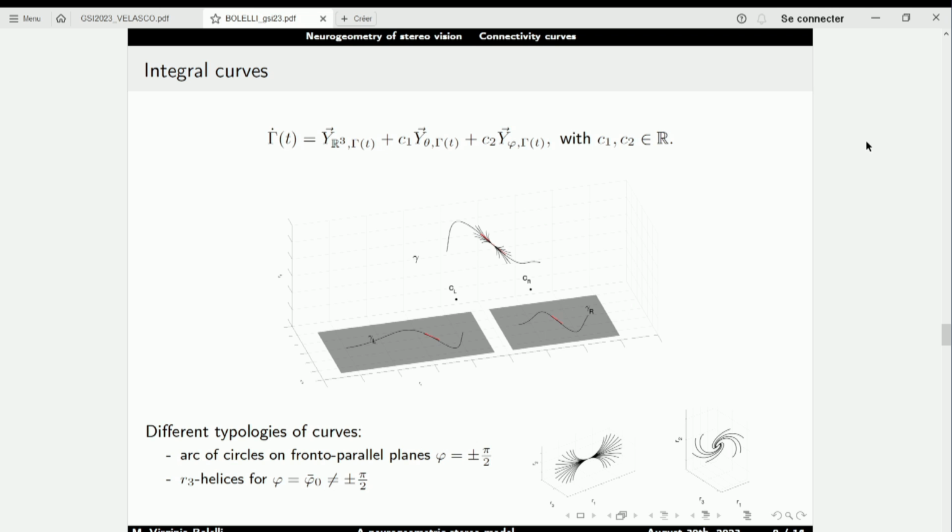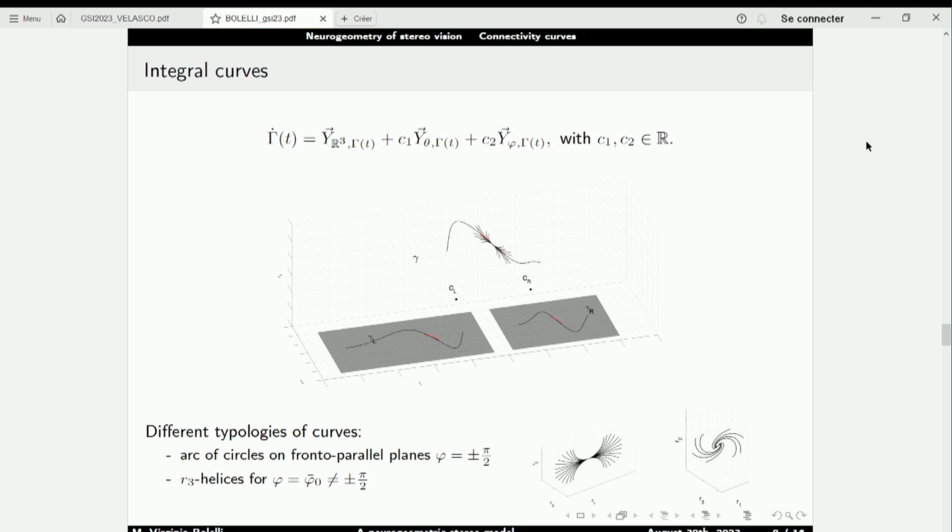In particular, we choose to consider a very special case of integral curves, namely constant coefficient integral curves, where we set the coefficient above the vector field Y_R3 to be equal to 1, since it represents the tangents of the stimulus and it never vanishes, while we take C1 and C2 to be real elements. An example of the curves varying C1 and C2 can be found in the figure superimposed on the three-dimensional stimulus.